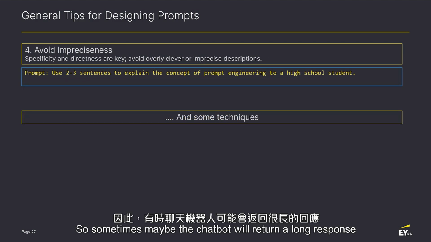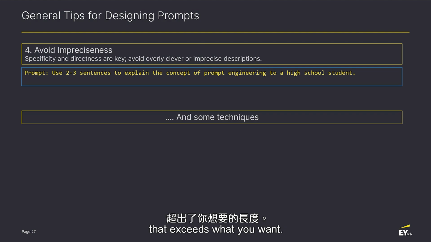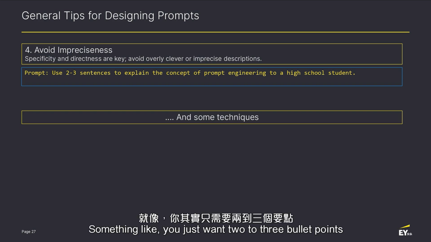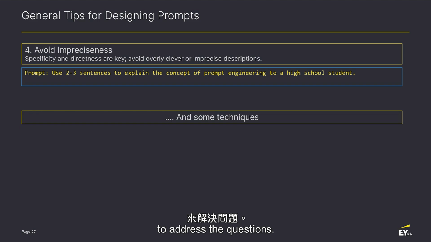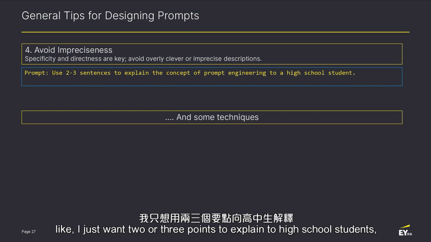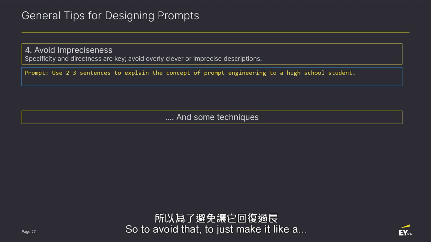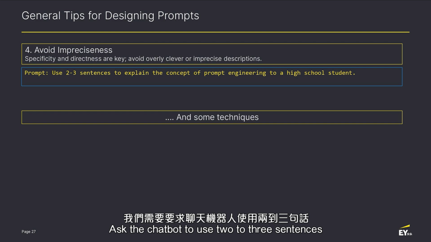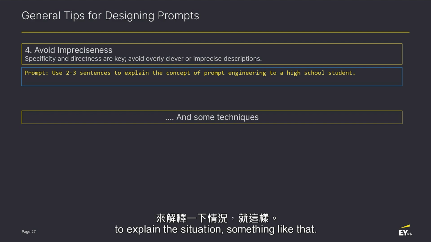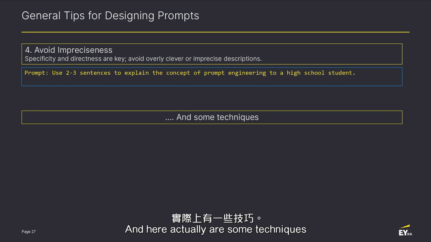Okay. So sometimes the chatbot will return a lot of response that exceeds what you want. Something like you just want 2 to 3 bullet points to address the question. Say in this example, I just want 2 to 3 points to explain to high school students. I don't need it to be very detailed. So just ask the chatbot to use 2 to 3 sentences to explain the situation, something like that. Okay, and here are some techniques you may use.